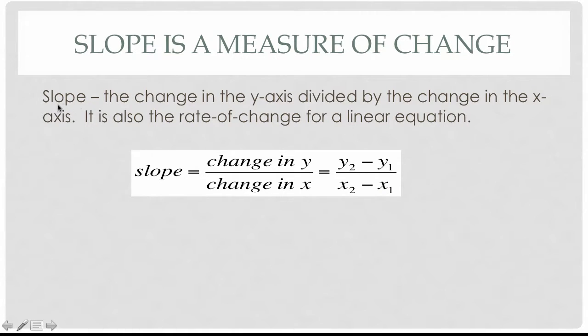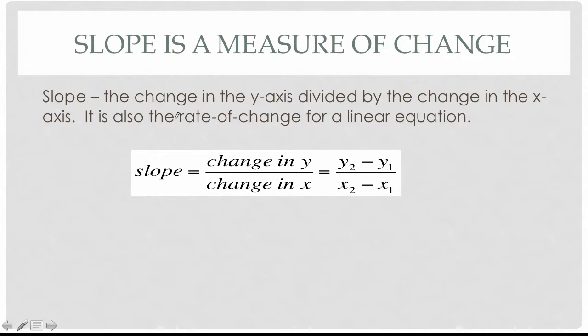Slope is what we call the change in the y-axis. So we're tracking this variable y. We're looking at how that's changing. If I take the amount of change between 2 points on the y-axis and I divide it by the change in the x-axis, that is my rate of change, or that is what we call the slope.